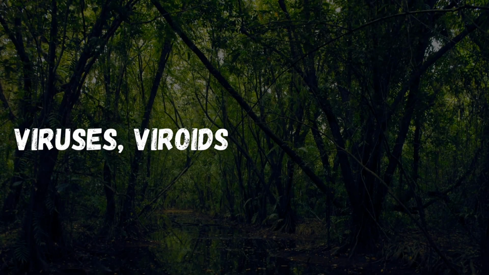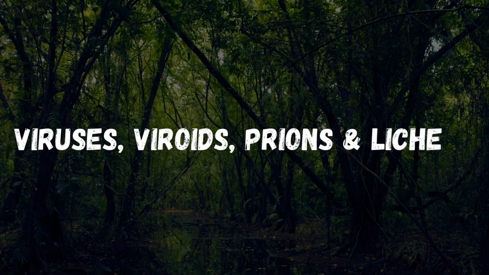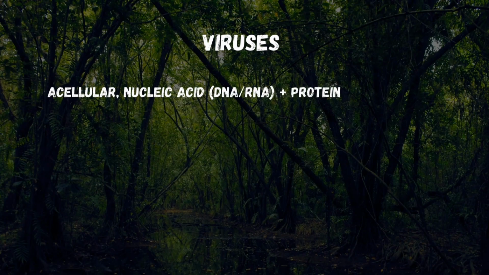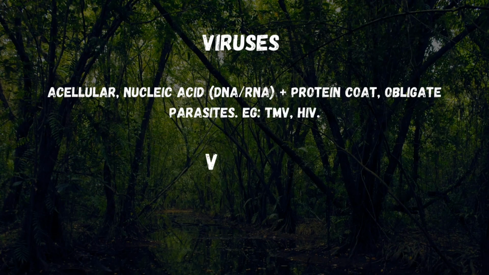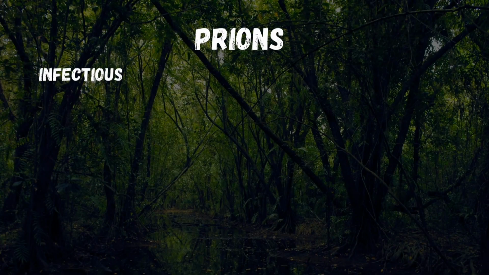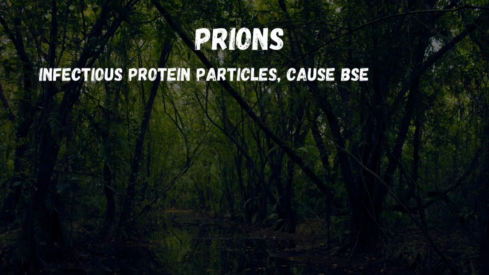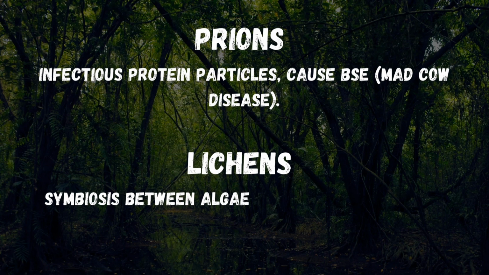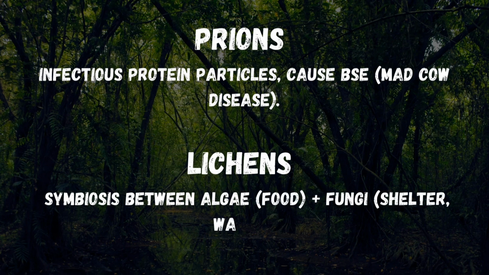Viruses, viroids, prions, and lichens. Viruses are acellular organisms composed of nucleic acid and a protein coat, and they act as obligate parasites, for example TMV and HIV. Viroids have only RNA, discovered by Diener. Prions are infectious protein particles and they cause BSE. Lichens are symbiotic associations between algae and fungi.